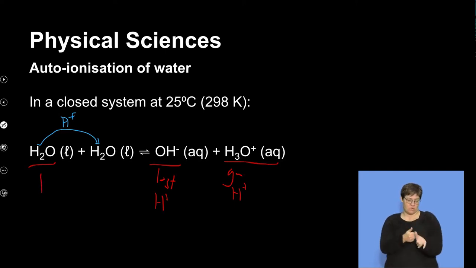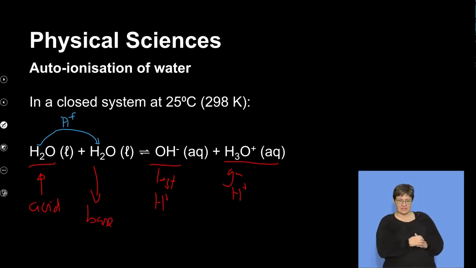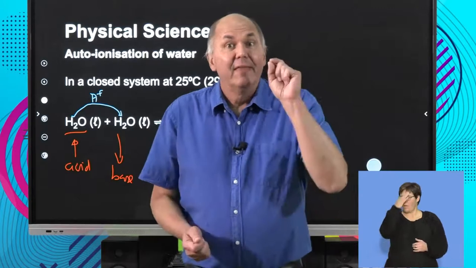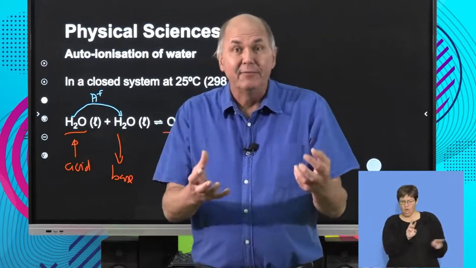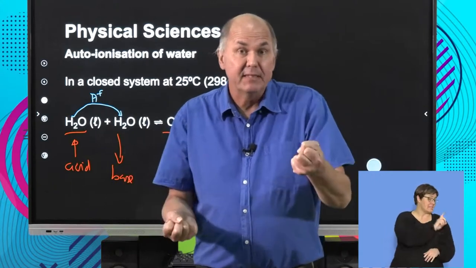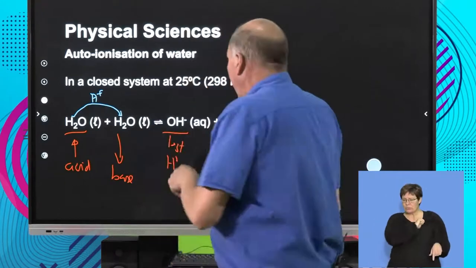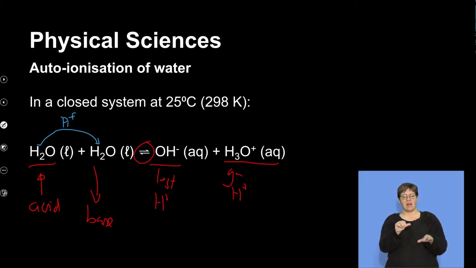We would say this water molecule is behaving like an acid, and this one is behaving like a base, because it's accepting a hydrogen ion. Now, do you notice that in this reaction, where we've identified water is acting sometimes as an acid and sometimes as a base, it is actually in chemical equilibrium? Look, we've got the double arrow there. So water molecules on this side, and we've got ions on this side.